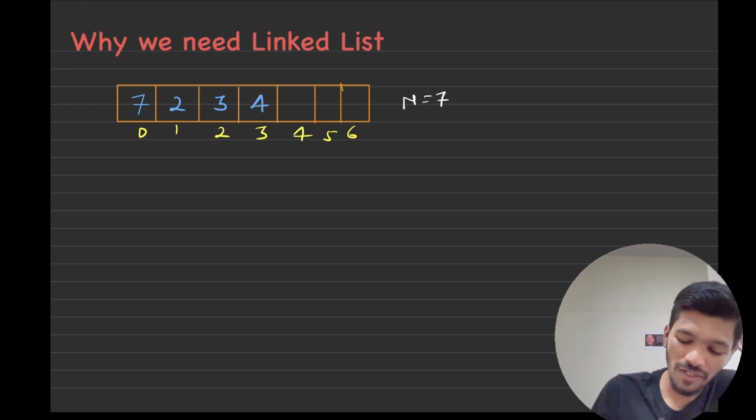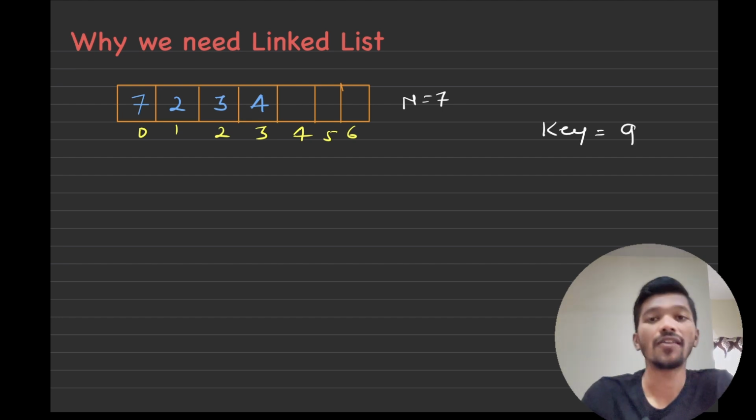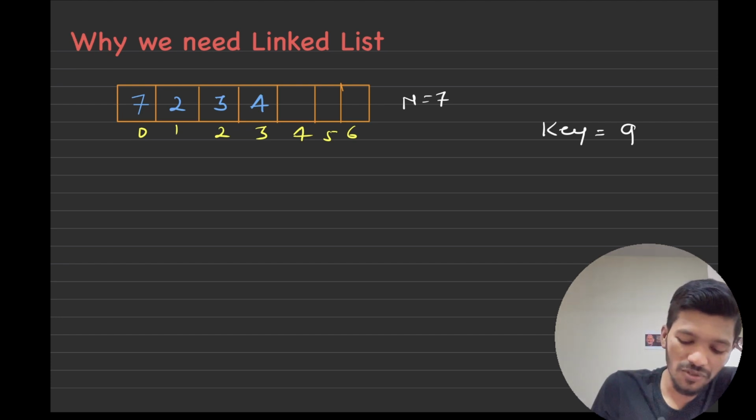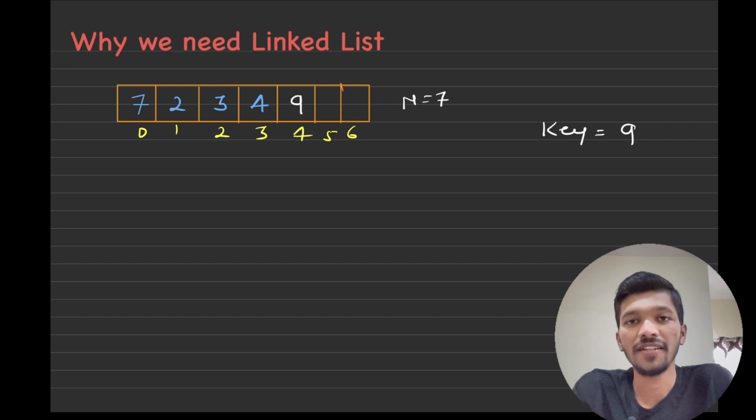Now let's suppose we are given an element. Let's suppose I give you a key, 9, and ask you to go and insert it in this array. Now what you will feel like is, okay, I'm going to simply go and insert the 9 at the end of my array. This is a lot easier, right?